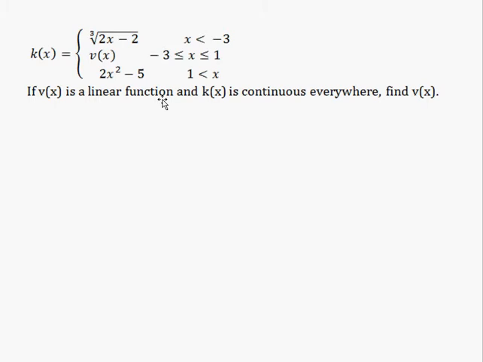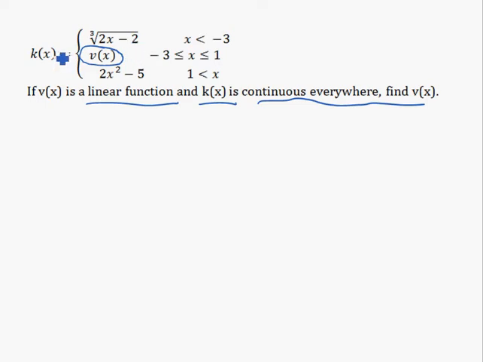Here we are. K of x is a piecewise function, and this one's a little different because I'm not telling you what the second function is. I'm just saying it's v of x. I'm calling it some other weird function, whatever. And I want you to find v of x, which is a linear function, it's just a line, that makes k of x continuous everywhere.